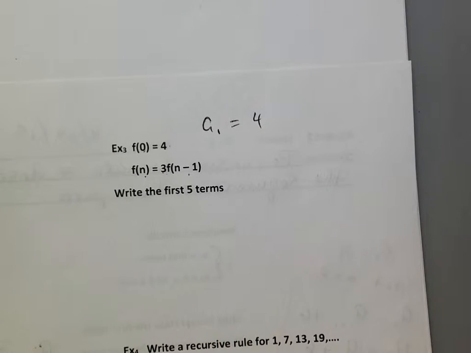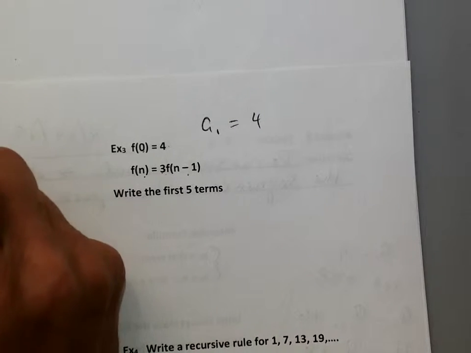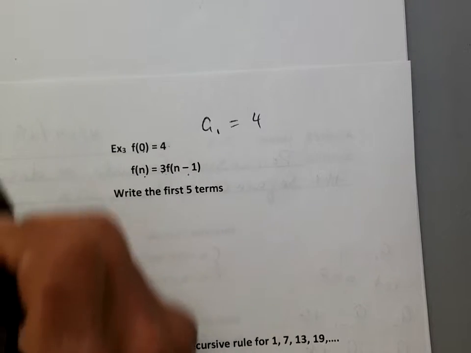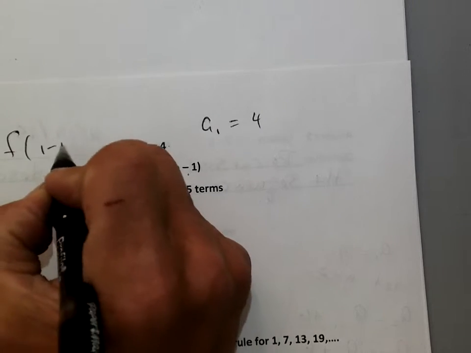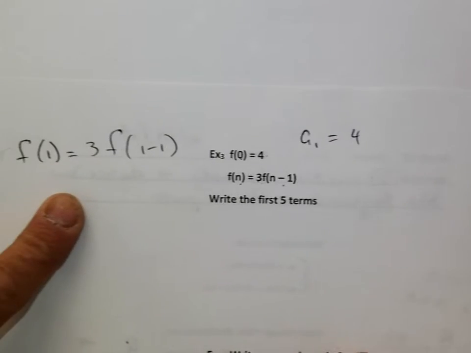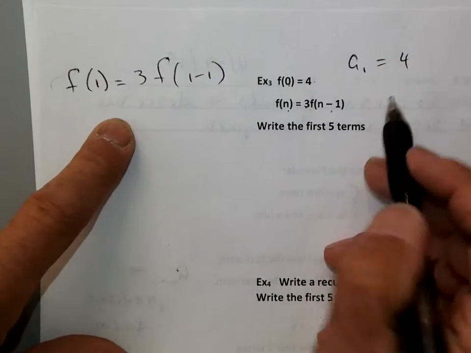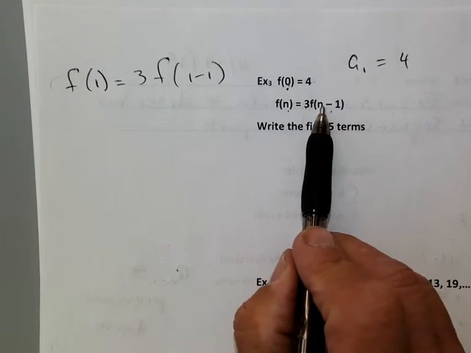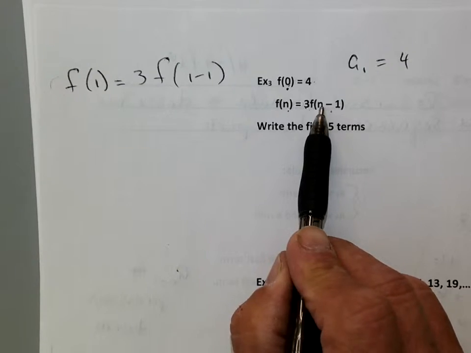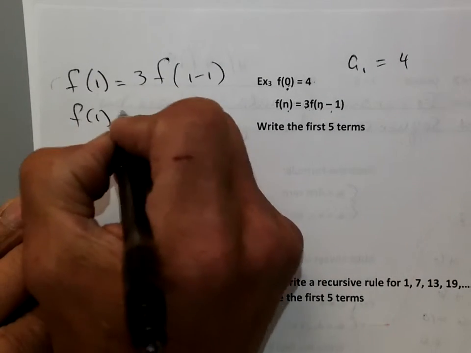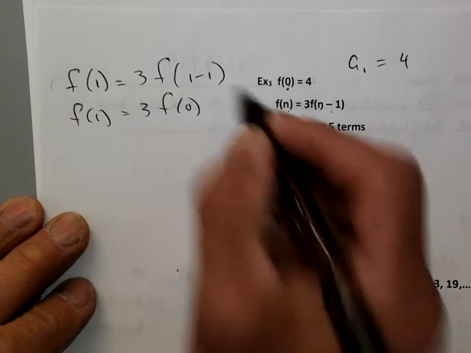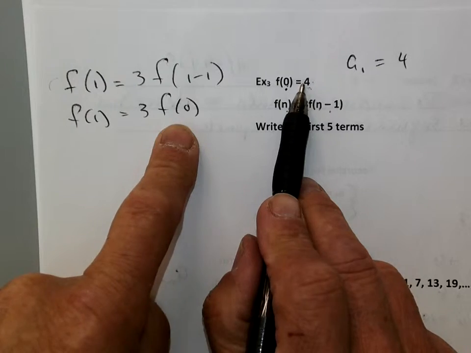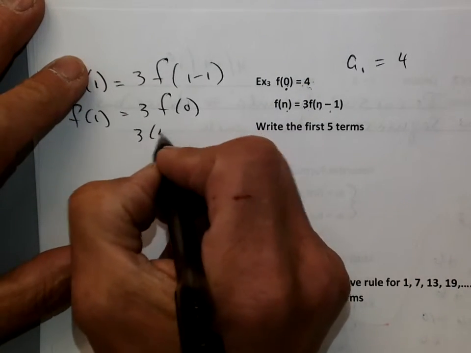So I'm going to do it the slow way first and let you do it. Okay, if I want f of 1, I'd be going 3 times f of 1 minus 1, right? My bad, there you go. So if I've got f of 0, if I want f of 1, I'd plug in 1 right there. Then I'd get f of 1 is equal to 3 times f of 0. But I know what f of 0 is. f of 0 is 4, right? So I'm going to go 3 times 4, which is 12.